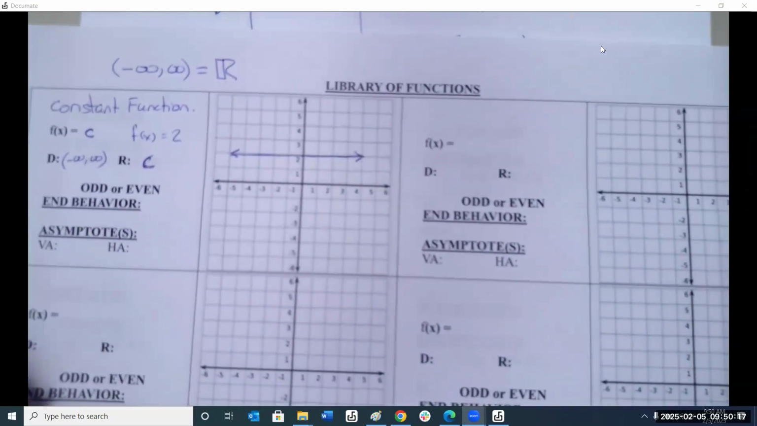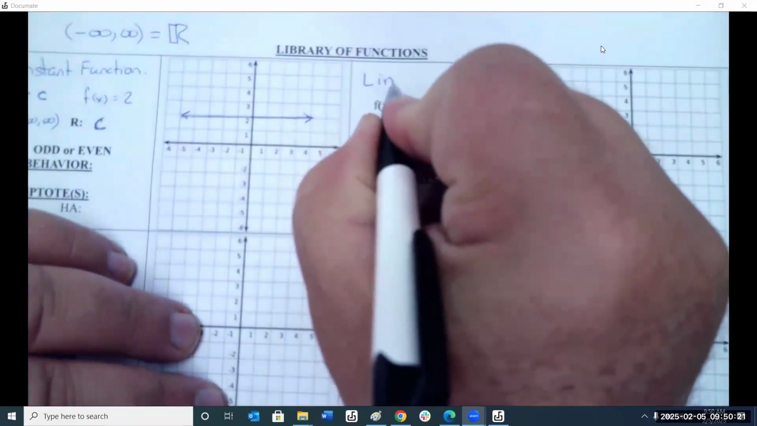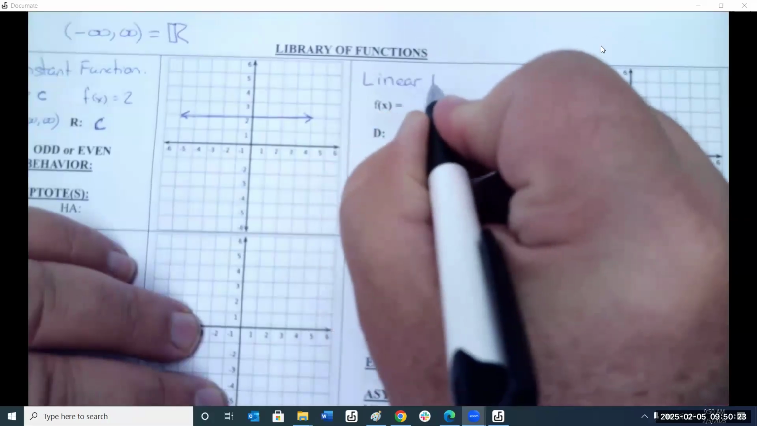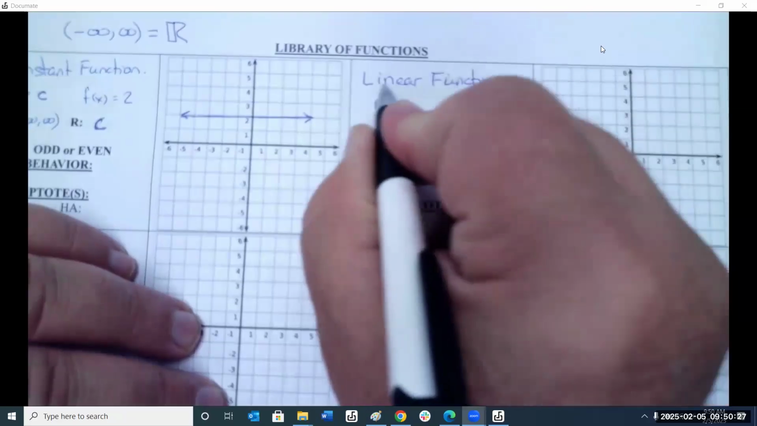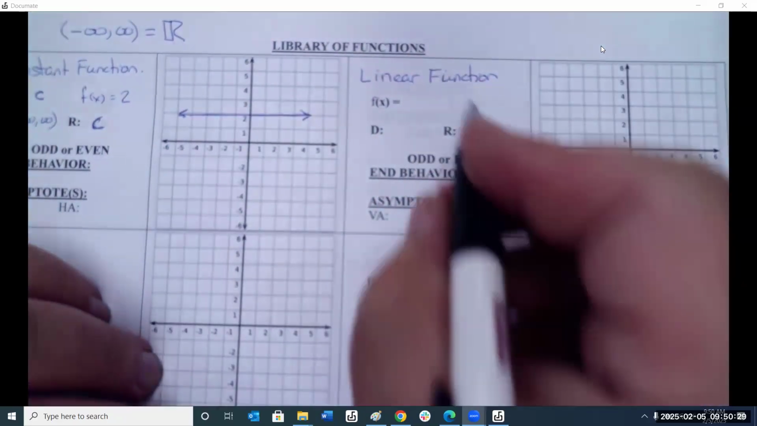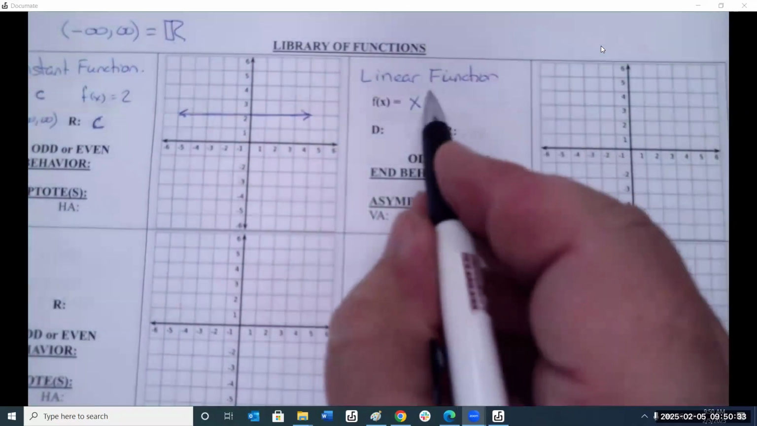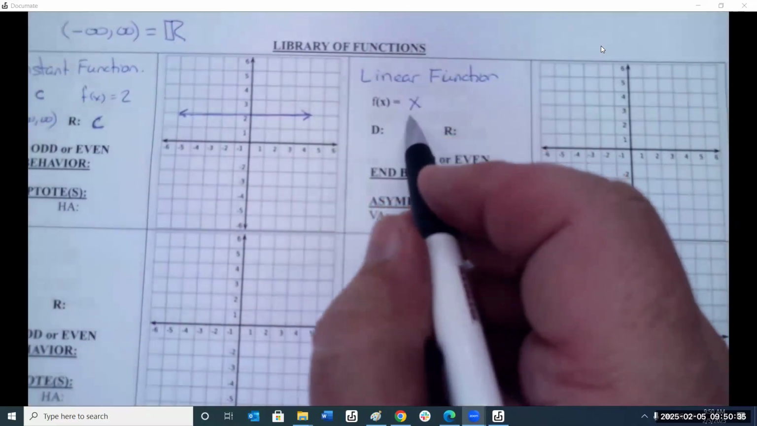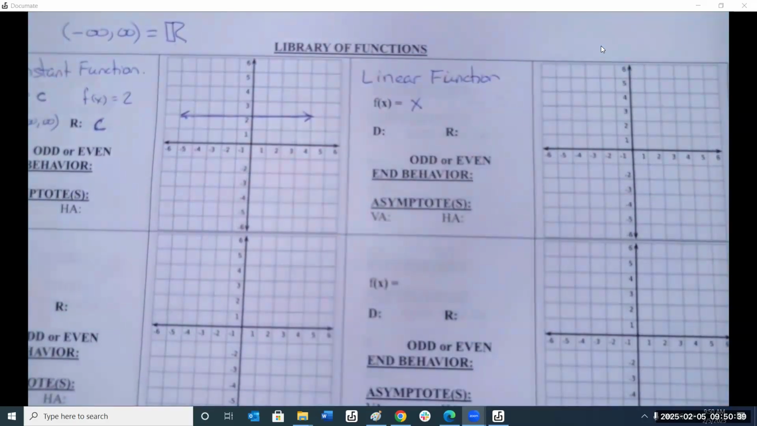So that's the first function, the constant function. The next one we have is called a linear function. That looks like f of x equals x. Or it can have a number in front of it, but it cannot have an exponent. It cannot have a special operation. It can't be on the bottom. It has to just be x.